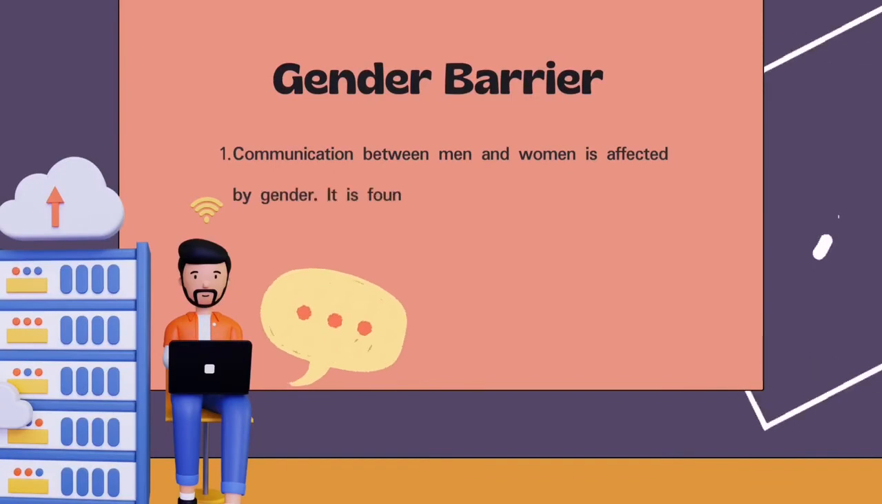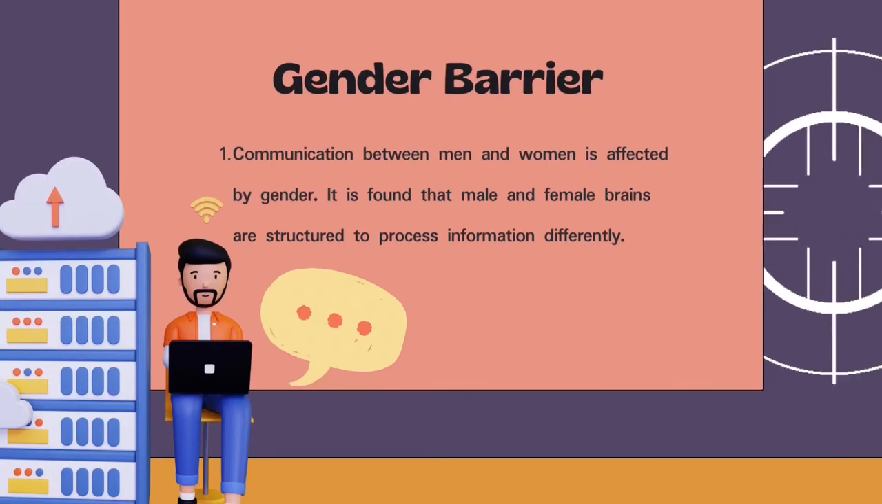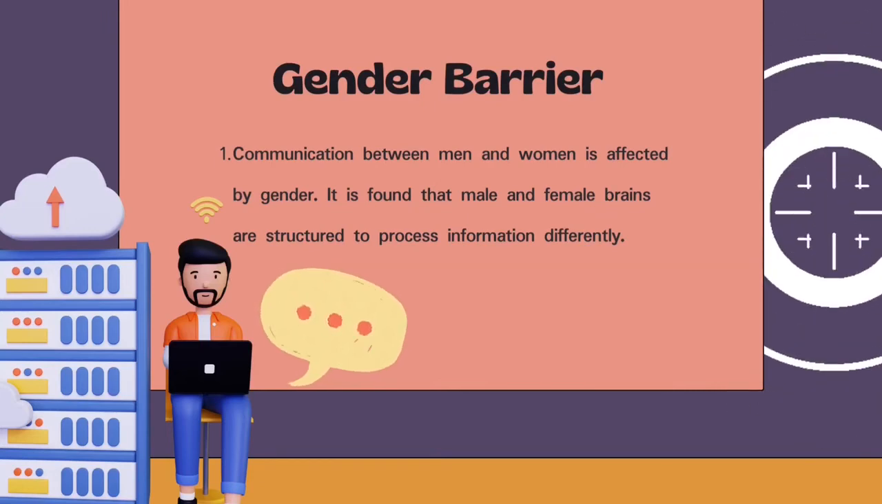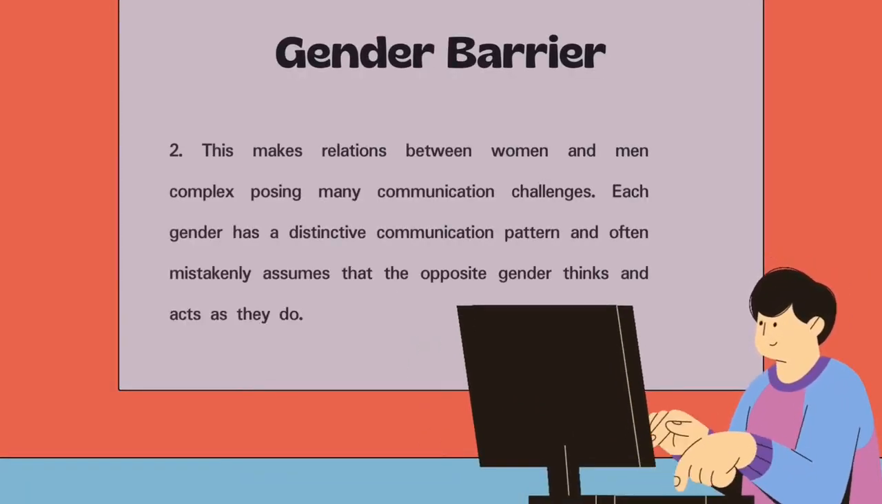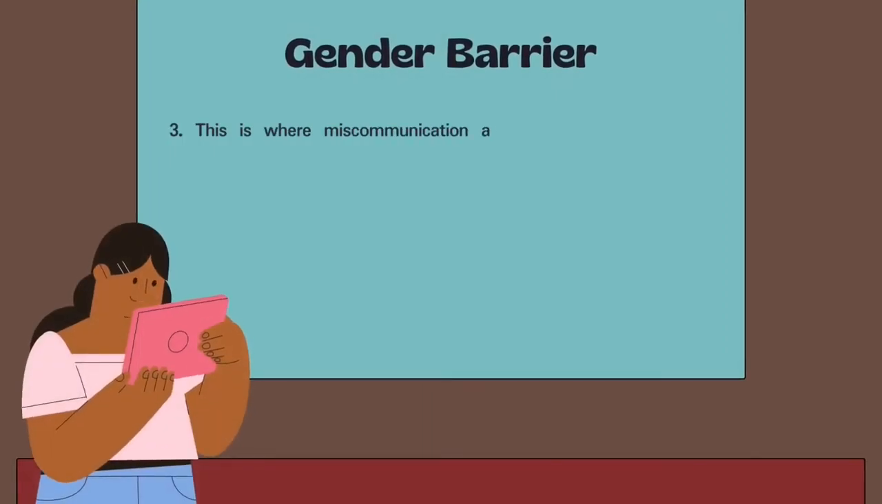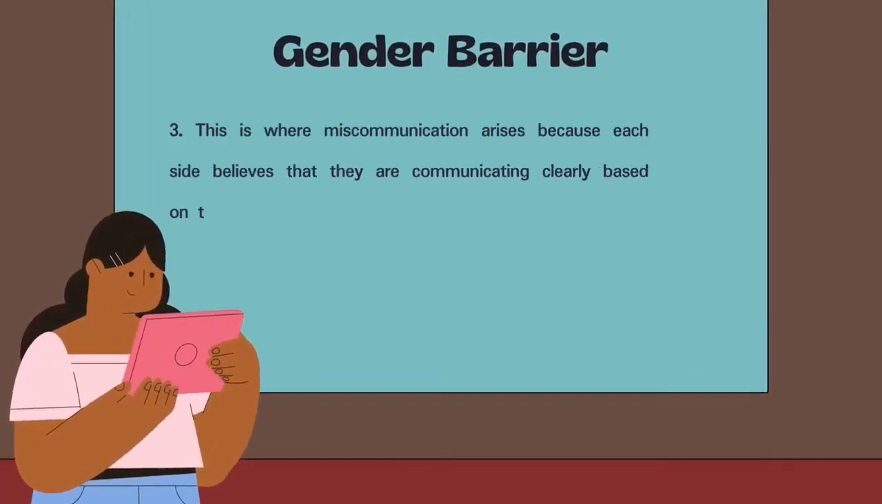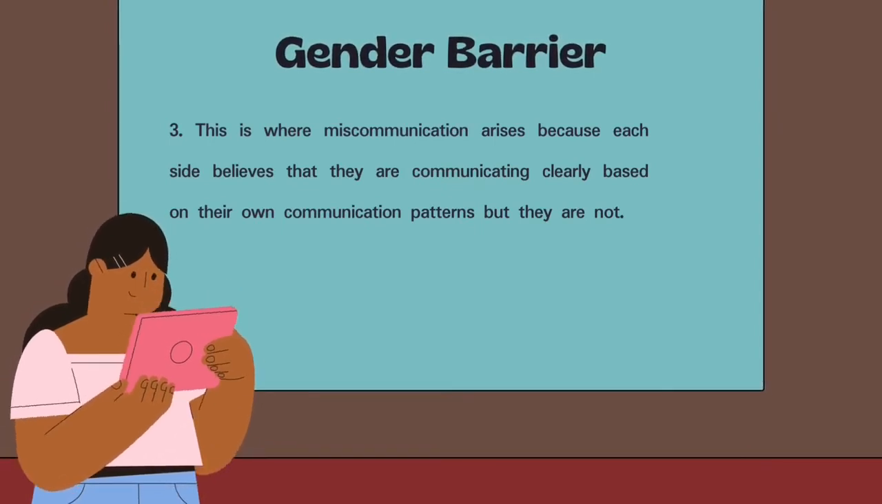Gender barrier. First, communication between men and women is affected by gender. It is found that male and female brains are structured to process information differently. Second, this makes relations between women and men complex, posing many communication challenges. Each gender has a distinctive communication pattern and often mistakenly assumes that the opposite gender thinks and acts as they do. Third, this is where miscommunication arises, because each side believes that they are communicating clearly based on their own communication patterns, but they are not.